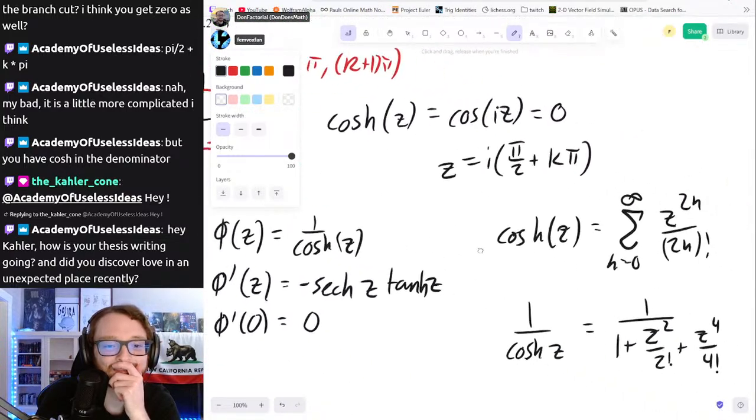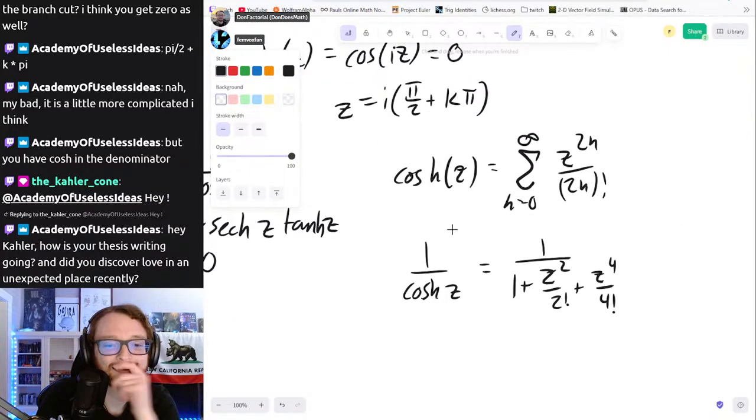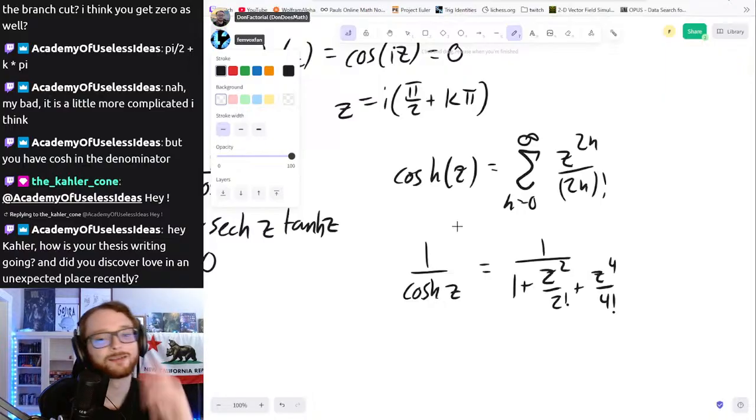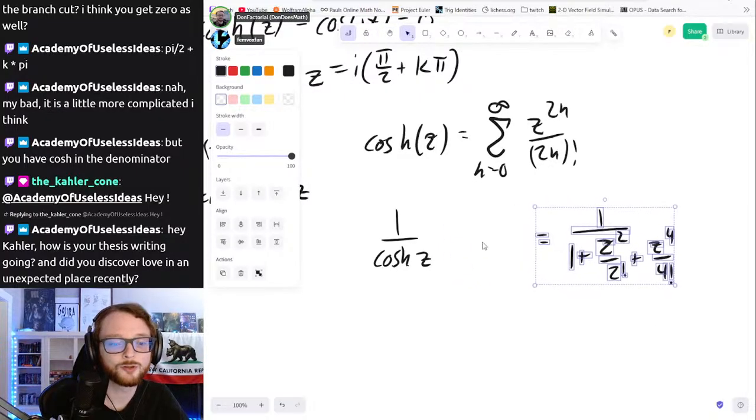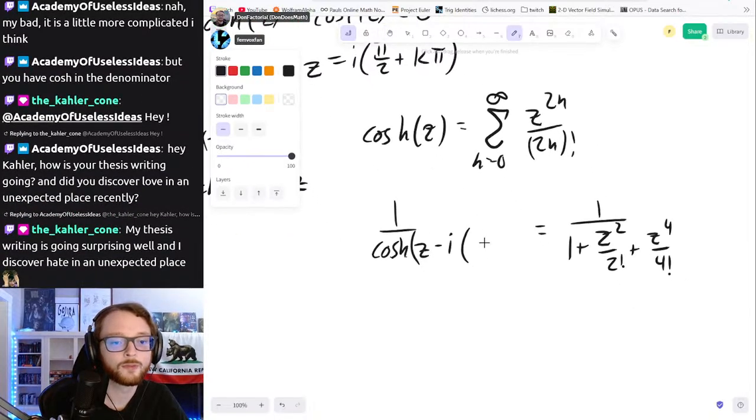So my mind was going to, we have to do that weird geometric series trick that we were talking about last week. I guess we are getting the Laurent expansion around a singular point, so z minus (i pi over 2 plus k pi). Ugh.